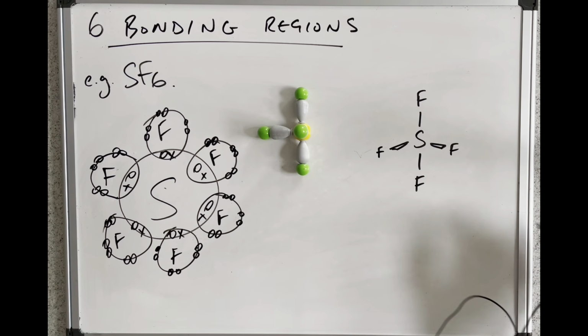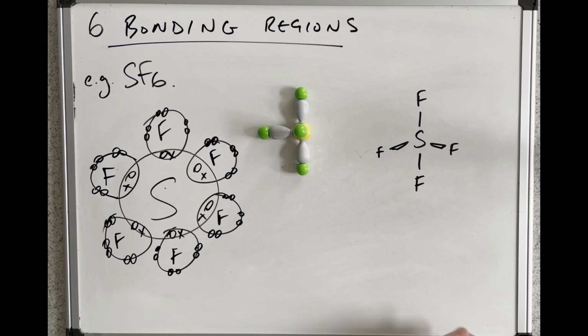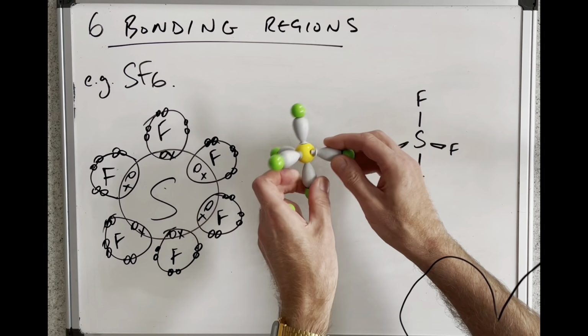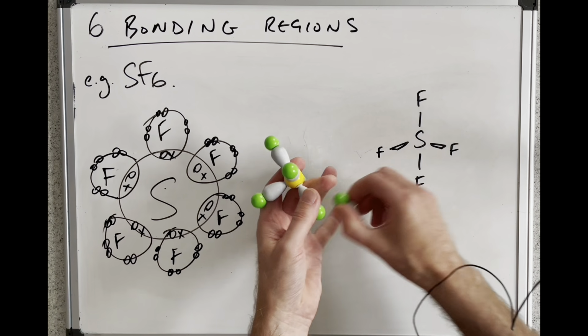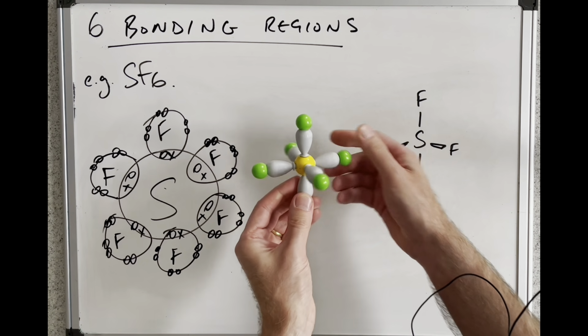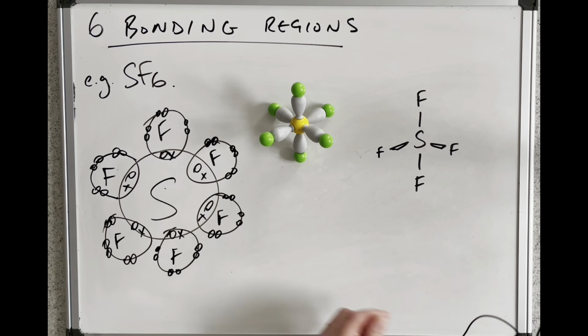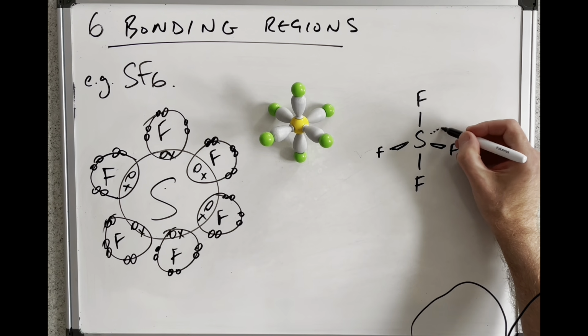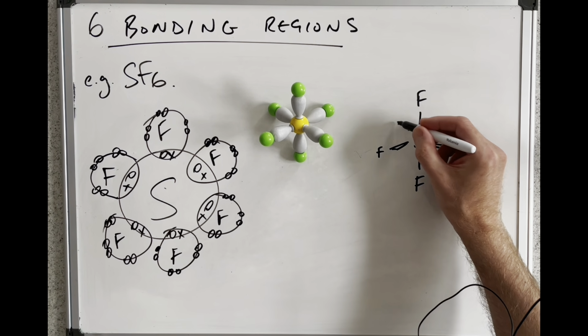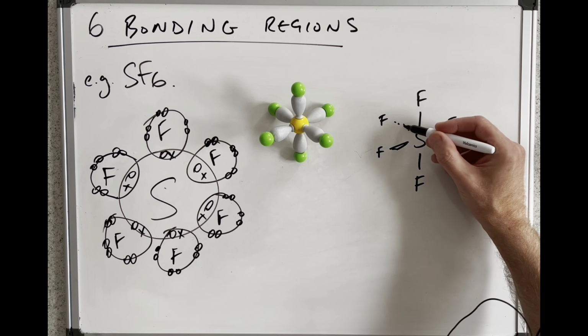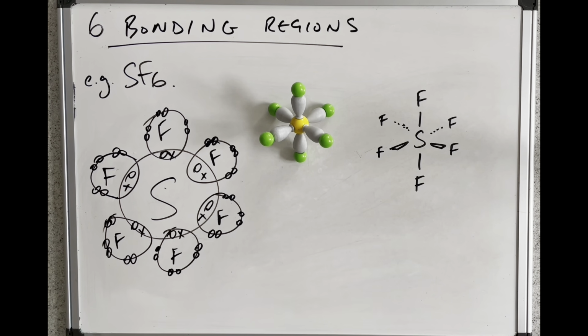Put the fluorines on, and then same on the bottom, but obviously I've got to pick it up now and put them on the back. We've got the 2 bonds coming out, we've got the 2 bonds going back, which means I'm going to draw 2 dashed lines there and there. Sorry, that's not very straight, but there you go.